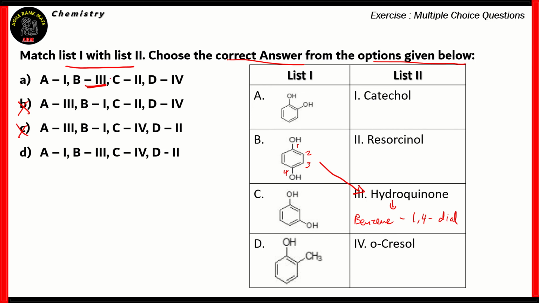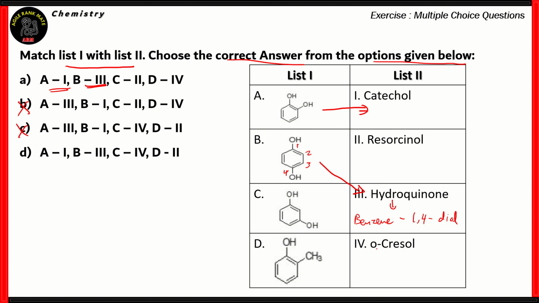Now, since we know that hydroquinone is B on list 1, we can also deduce that A is 1. A, that is catechol, would be 1. And catechol is, in fact, 1,2-dihydroxybenzene. So therefore, that works too. Now we have resorcinol and orthocresol remaining on our list, and 2 structures, C and D.